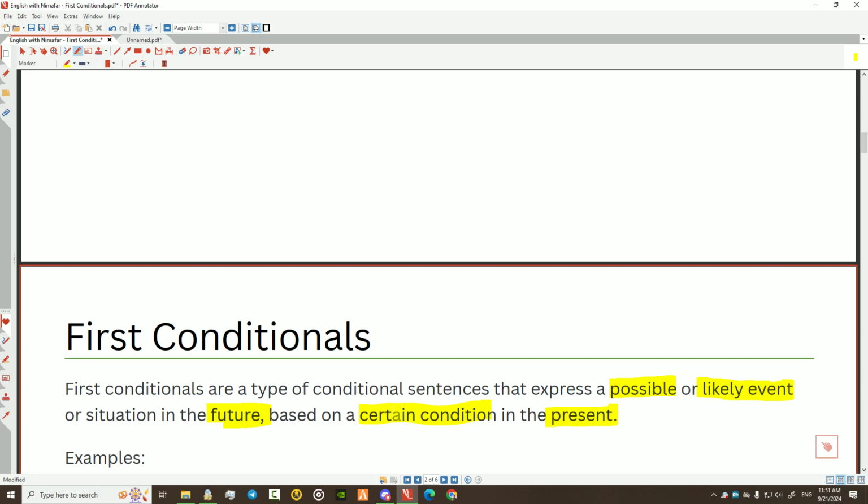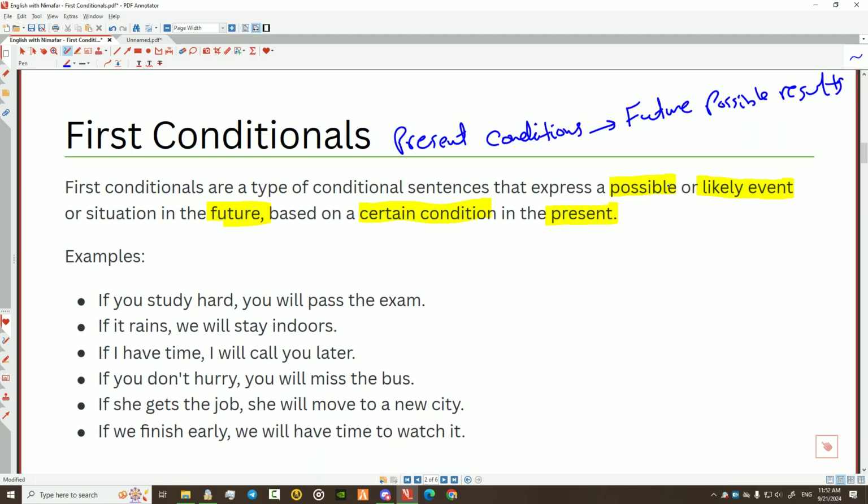Here again, possible or likely event means that's not 100% sure. Probably, possibly. In the future, based on a certain condition in the present. So far you know that when we say first conditional, we are talking about present conditions and actually for future possible results. Not always a fact. For example, our friend asked for examples.